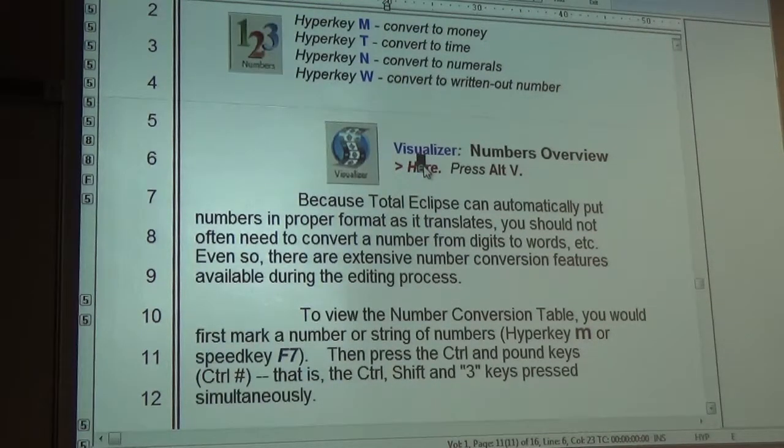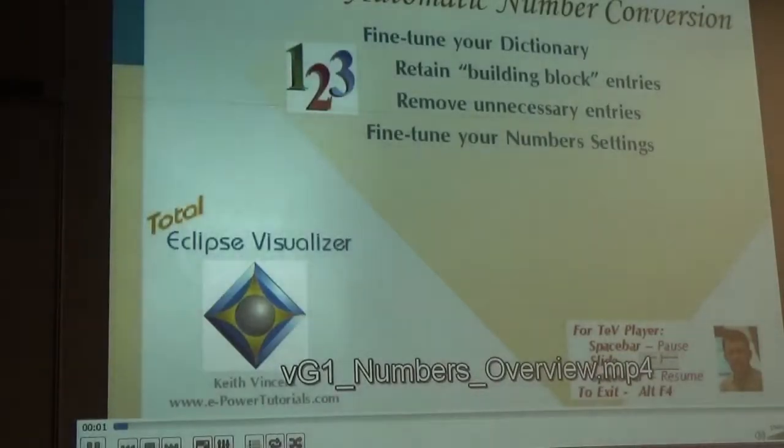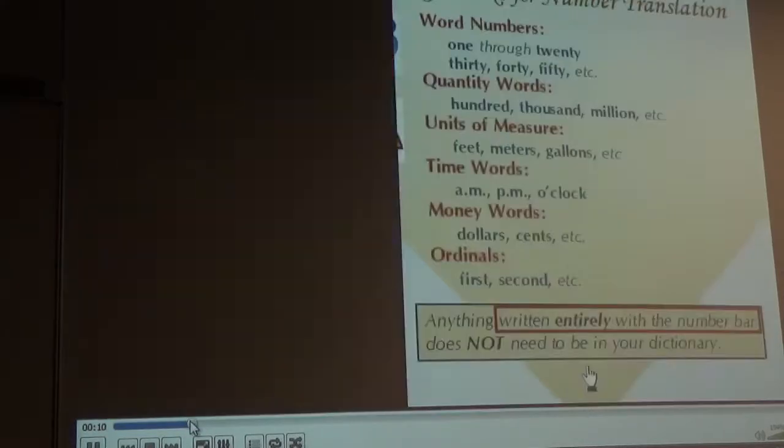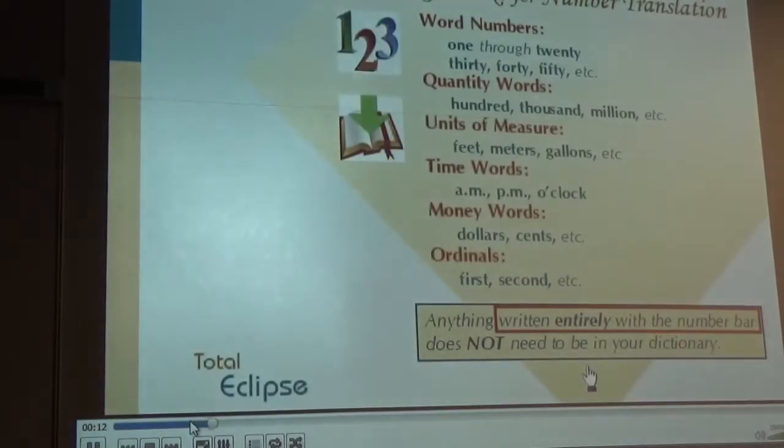Let's do this. With Eclipse, 2 basic steps will give you excellent number translation. Fine-tune your dictionary and fine-tune your number settings. Pure number bar strokes aren't even necessary in your dictionary. Other numbers building blocks will be defined as words, not digits. 100, 1,000, million describe orders of magnitude. Write the word dollars when you hear it, not before, and it, like other money words, will trigger number conversion with the appropriate currency symbol.